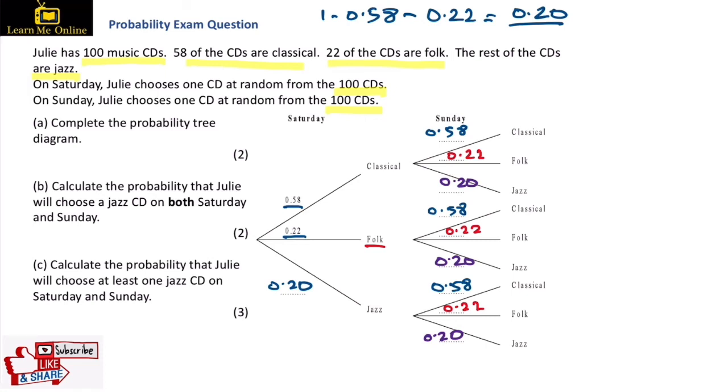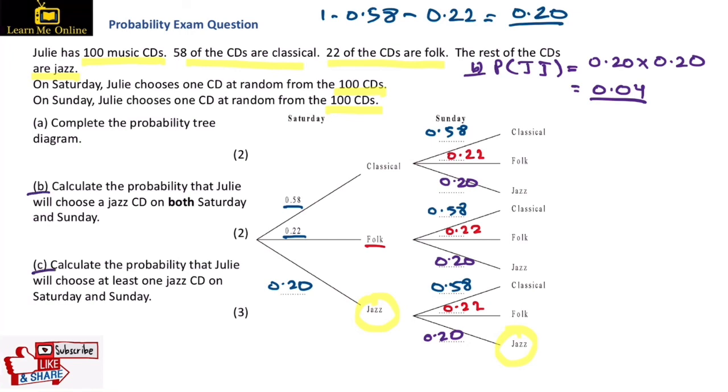To do the next one, calculate the probability that Julie will choose a jazz CD on both Saturday and Sunday. So it means we are finding out the probability of the jazz being chosen on Saturday and Sunday. So let's circle it. So this is on Saturday and this is on Sunday. What we're going to do with both the probabilities is simply multiply them together. So it would be 0.20 times 0.20. And when you multiply them together, you get 0.04. So this is the probability for Julie to have the jazz CD on Saturday and Sunday both, which would be 0.04. Now, we are done with part B.